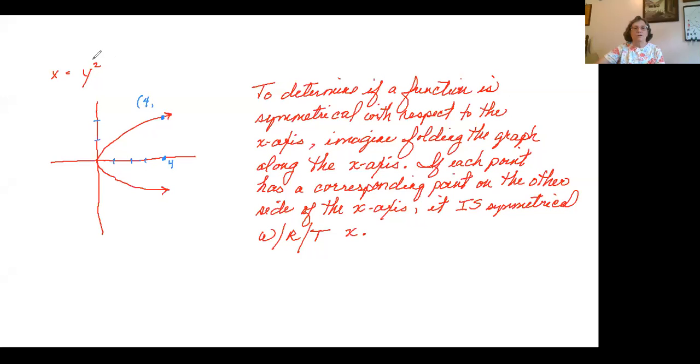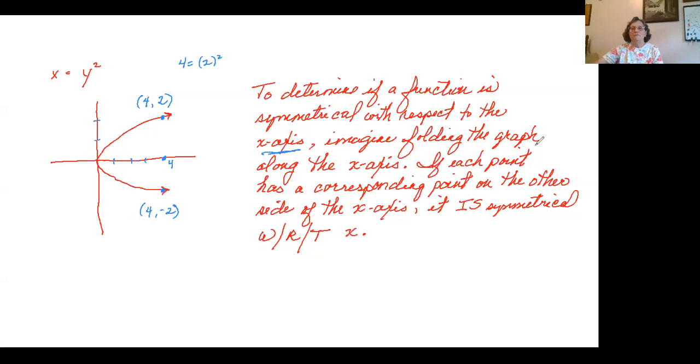When x is 4 and y is 2, you get 4 equals 2 squared, which is true. It's also true that if x is 4 and y is -2, x is going to equal y squared. So in this case, we're looking for points where there are corresponding points on both sides of the x-axis to determine if a function is symmetrical with respect to the x-axis.